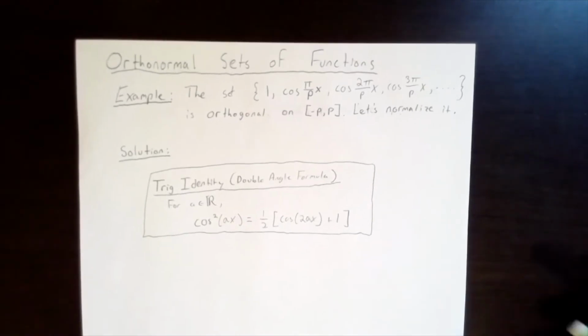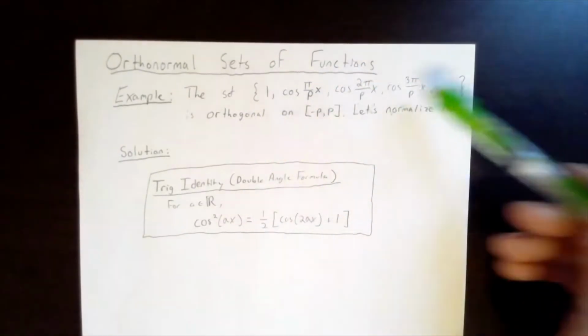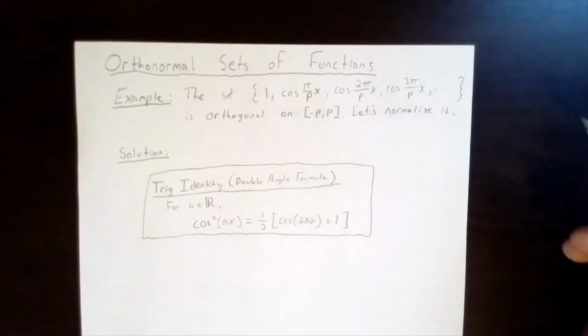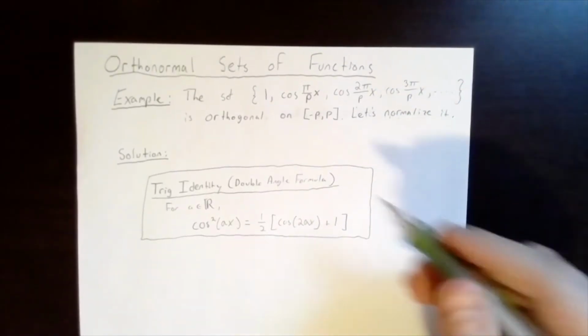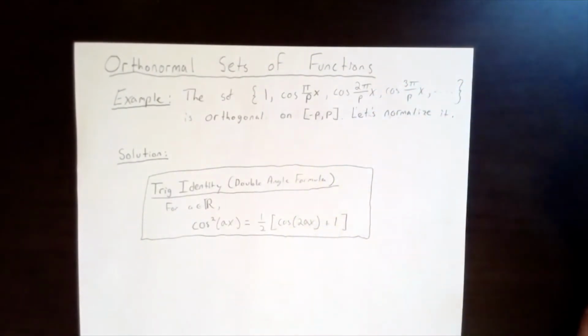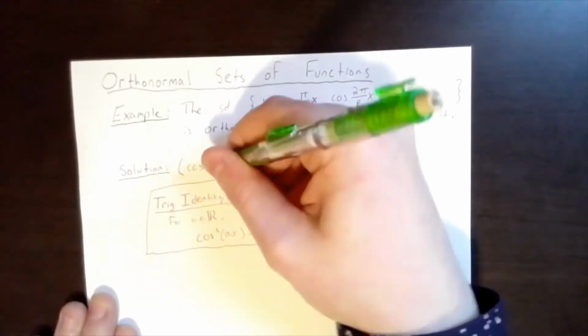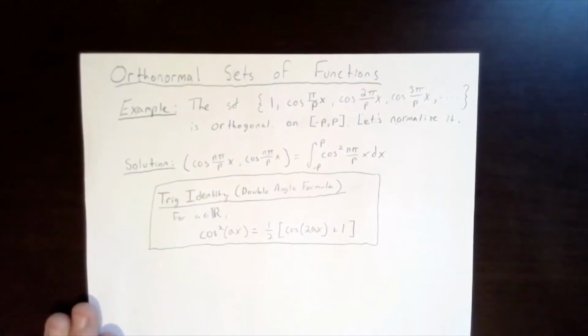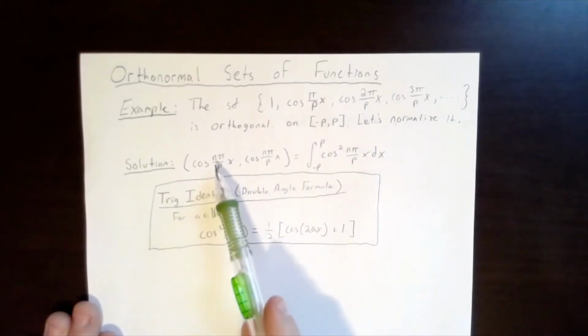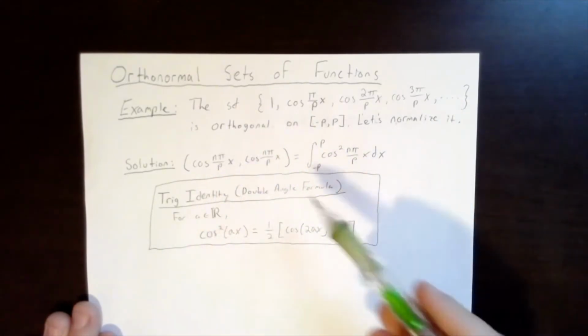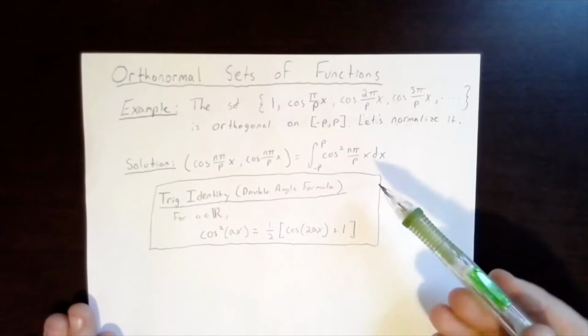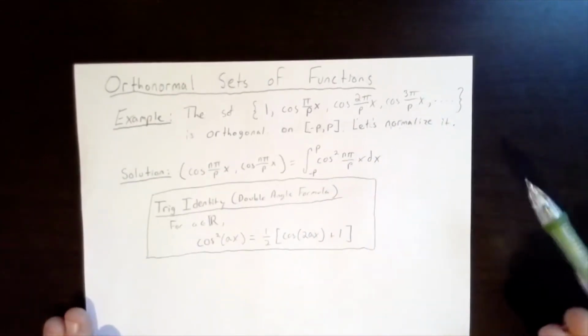In the last example, we showed that this set, which contains 1 and this infinite series of cosine functions, is orthogonal on the interval from negative p to p. Now let's normalize it. We begin by taking the inner product of one of these cosine functions, order n, with itself, giving this integral with a cosine squared term.